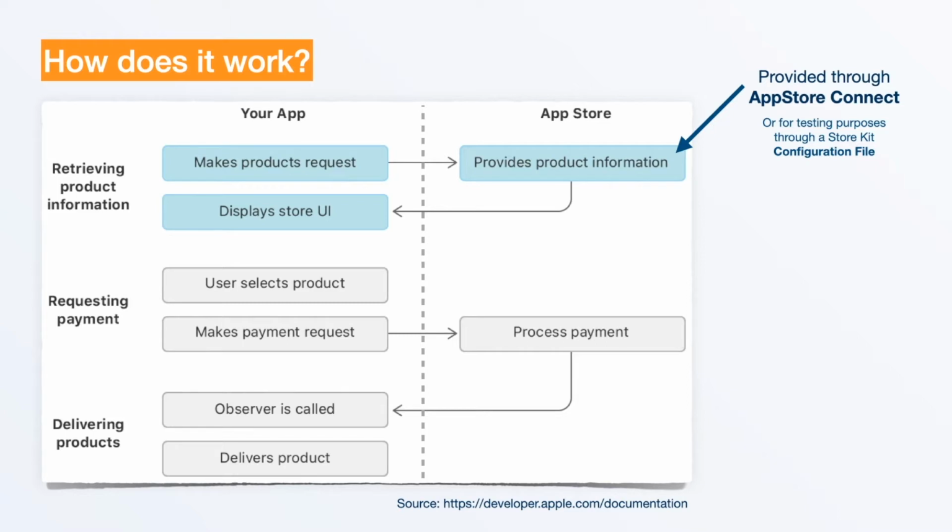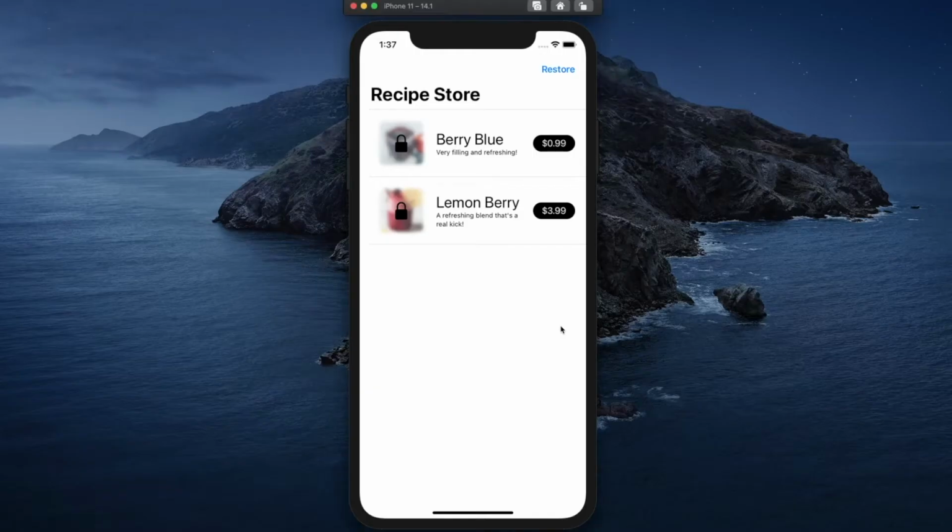Now, in our demo app that we are going to create now, we will start using the configuration file, and later on we will move to App Store Connect and load the product information directly through the App Store as well. Now the demo app we're going to build is going to look as follows.